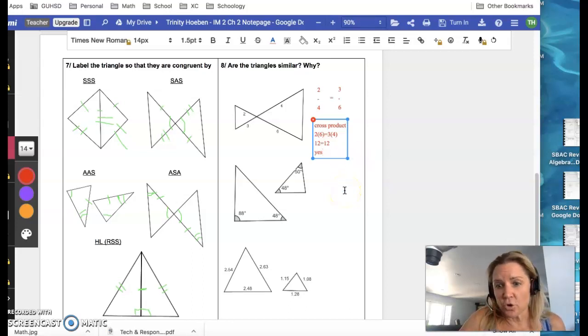Okay. Are they congruent? Obviously not. No, they are not congruent, but are they similar? Yes, because their proportions are the same.